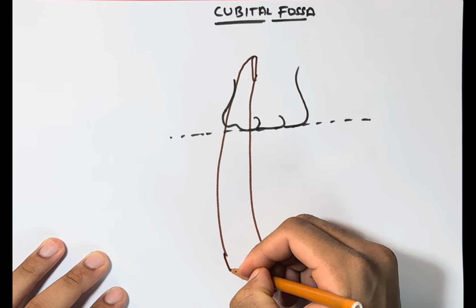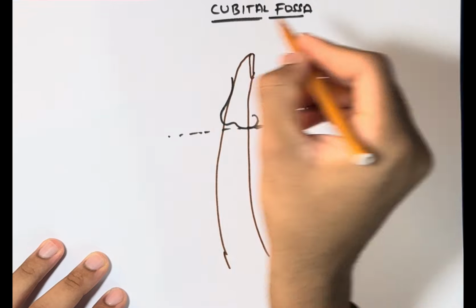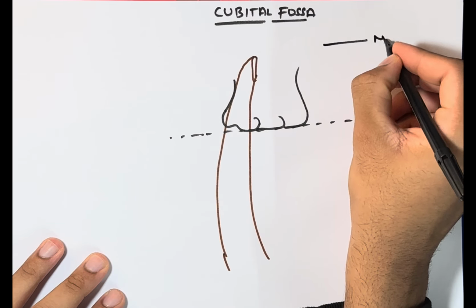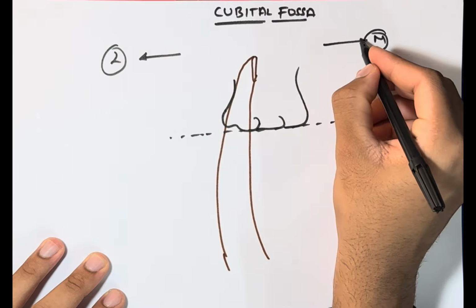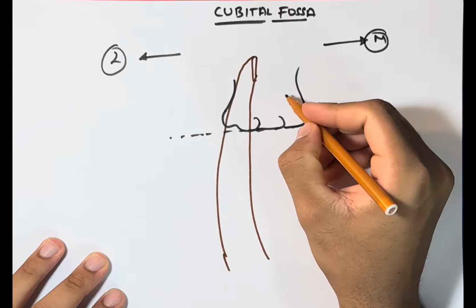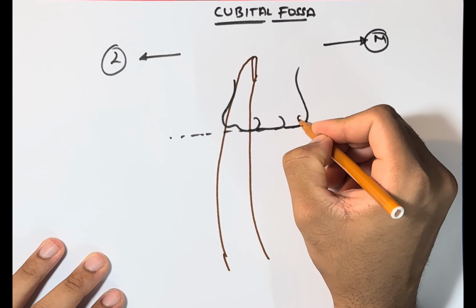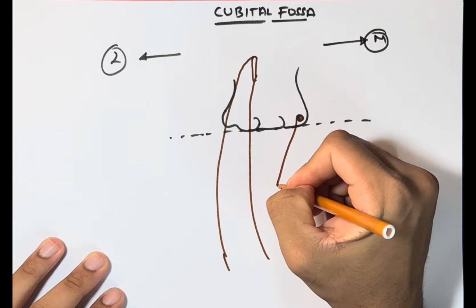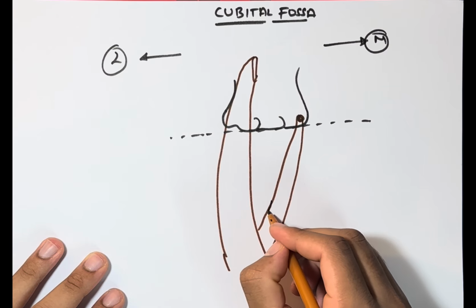Your brachioradialis. This is your lateral side. Let's just name this. This is your medial. This is your lateral side. Don't get confused. And then on the medial side, from the common flexor origin, draw your pronator teres muscle. You're done with the boundaries of the cubital fossa.